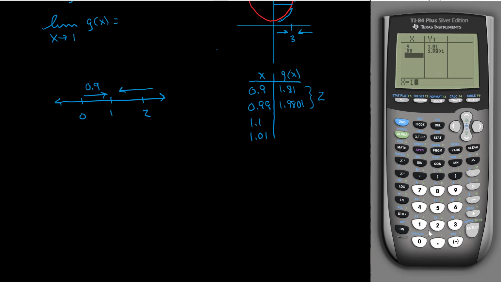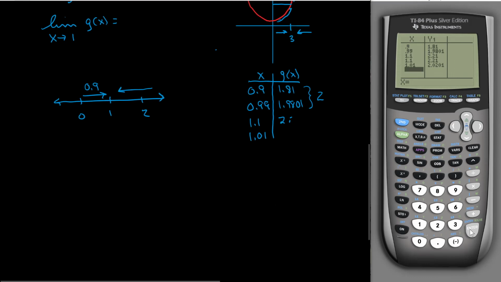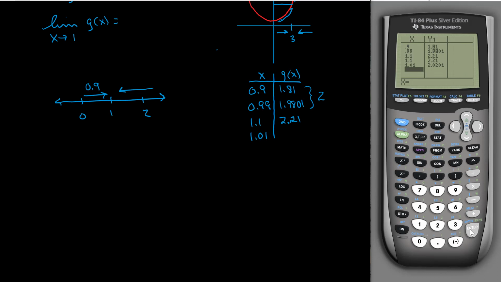I'm going to put in the 1.1, enter. I'm going to put in 1.01, enter. And you can see now that at 1.1, the value is 2.21. And at 1.01, it's 2.0201 as the values get closer to a value of 1. Okay, it looks like once again we're headed to this same value, 2.